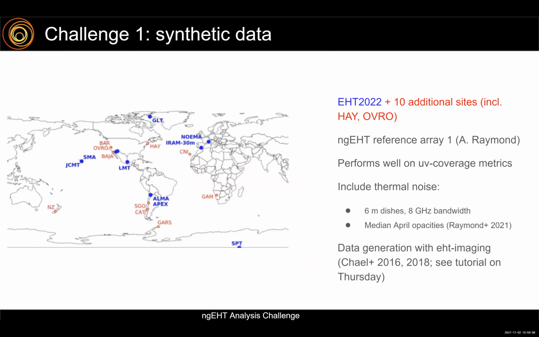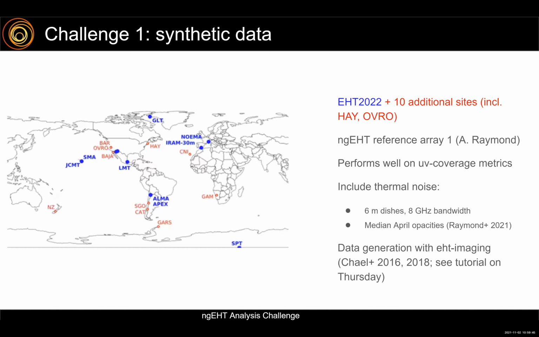So for the synthetic data, we've been using 2 arrays. The first one, here in blue, is the expected EHT 2022 array. And in red are the 10 sites that are added to that and together form our reference 1 ngEHT array. And this array has been put together by Alex Raymond, who found that this array performs particularly well on several UV coverage metrics.